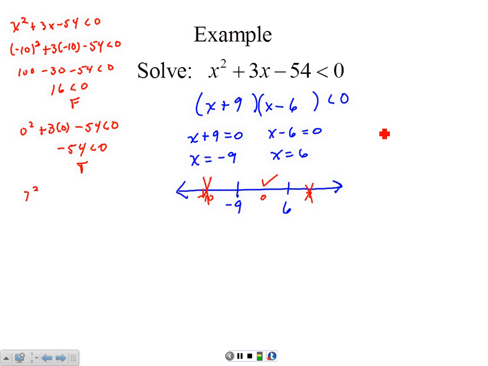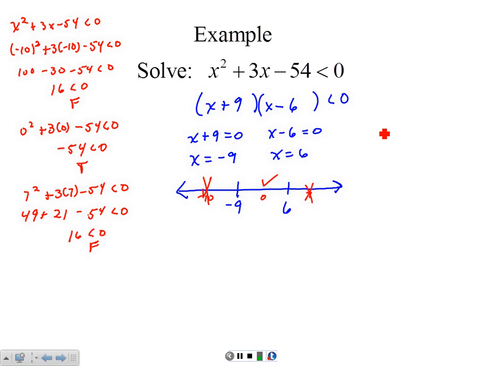So you have 7 squared plus 3 times 7 minus 54 less than 0. So you're going to have 49 plus 21 minus 54, and you're going to get a positive number. So you have 49 plus 21 minus 54 is going to be 16 less than 0, which is false.